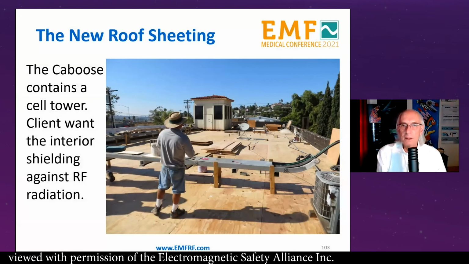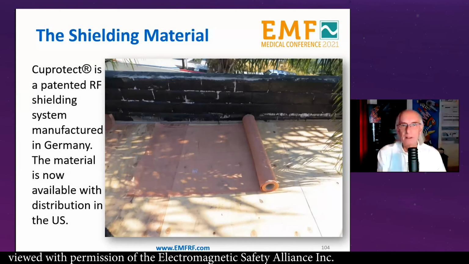How does that work? Just to give you an example, this is a commercial building. This caboose houses a cell site. So there's a tower in here with a lot of antennas on here. So this is just a fake house. The building owner had to replace his roof, and he thought it would be a good idea just to put a shielding membrane underneath it so that his tenants are going to be protected from the RF exposure.